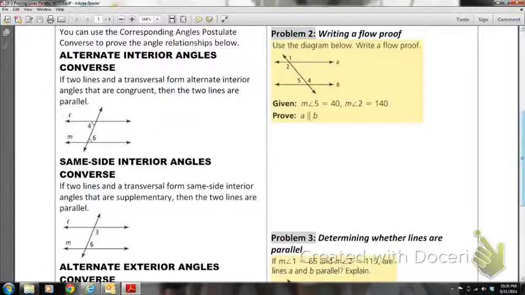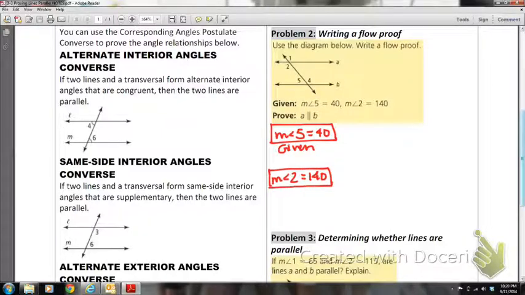And so let's look at the given information. It's normally what you start with. So let's put what we're given in a box. We've got the measure of angle 5 is equal to 40. That's given. Let's put that in a box and say that that's given. Below that, we're also given that the measure of angle 2 is equal to 140. So we will put that in a box and indicate that that is also given.